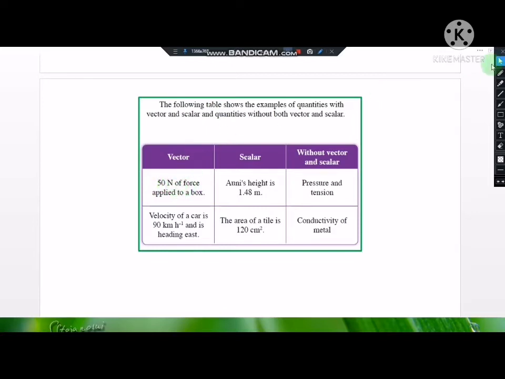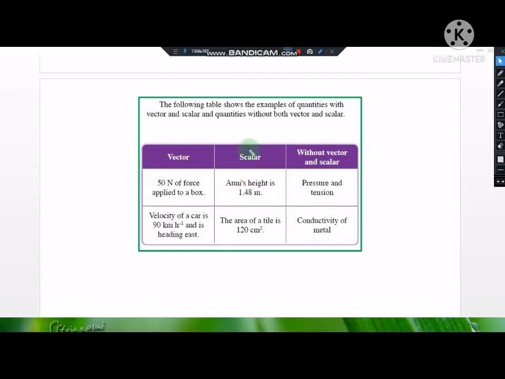Okay, let's look at this one. Just imagine this is a box, and 15 Newton of force is applied. Force can be pull, can be push. Just imagine this one is the push. It can be moved to the upright, and also can be pulled down. So that's why force is considered a vector quantity.